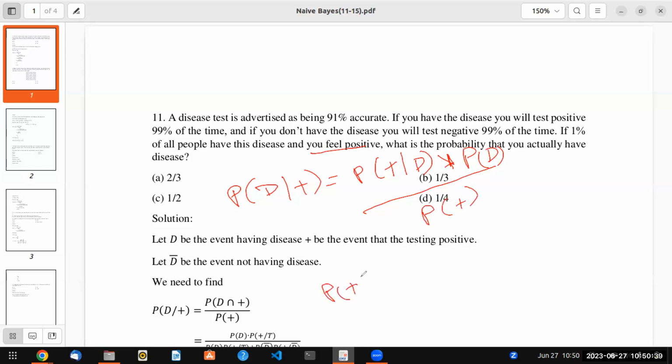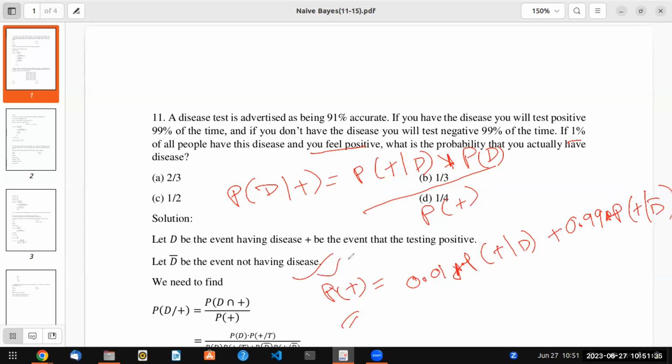Now, the probability of being positive, I am expanding using the total probability theorem. What is event 1? When you have the disease, you can test positive. When you don't have the disease, you can also test positive, right? Two things. When you have the disease, what is the probability of having the disease? 1%, that is 0.01, into the probability of testing positive given the disease. Plus another way of being positive: when you don't have the disease, that is 0.99, into the probability of being positive given you don't have the disease. This is the total probability of being positive.